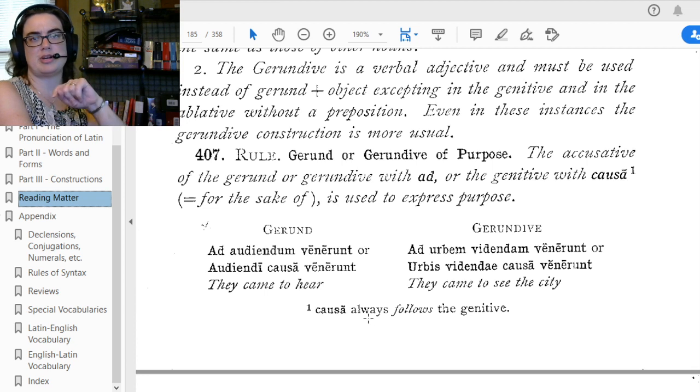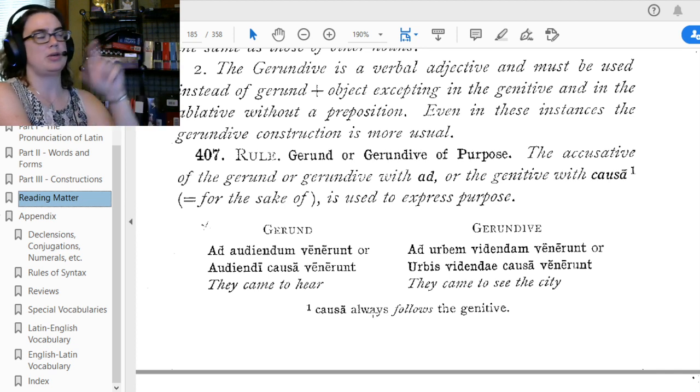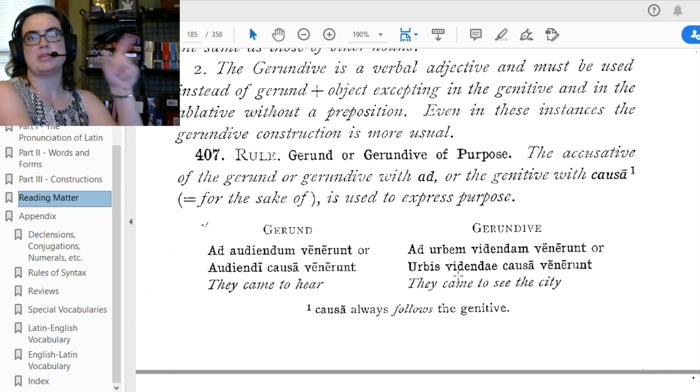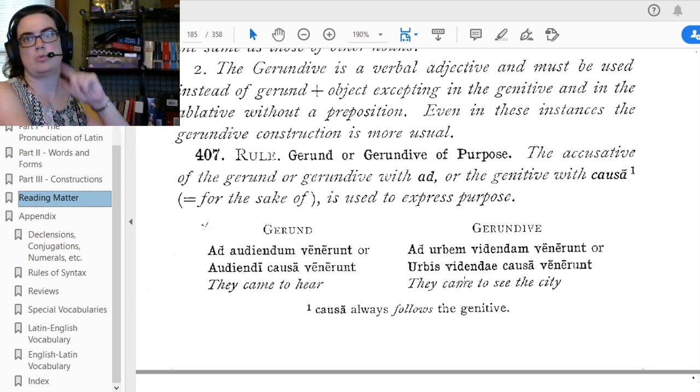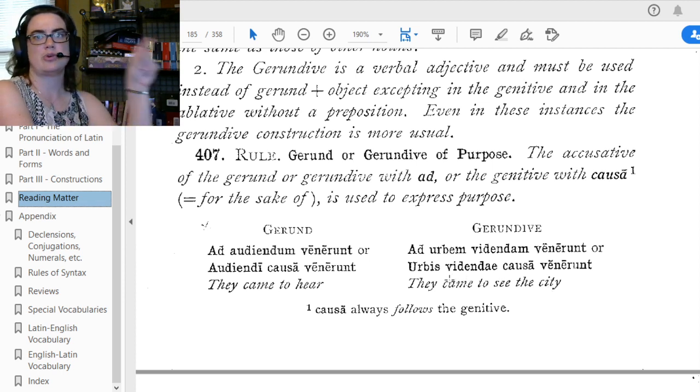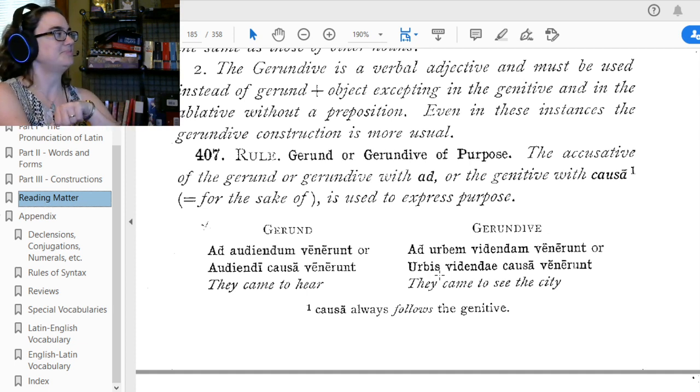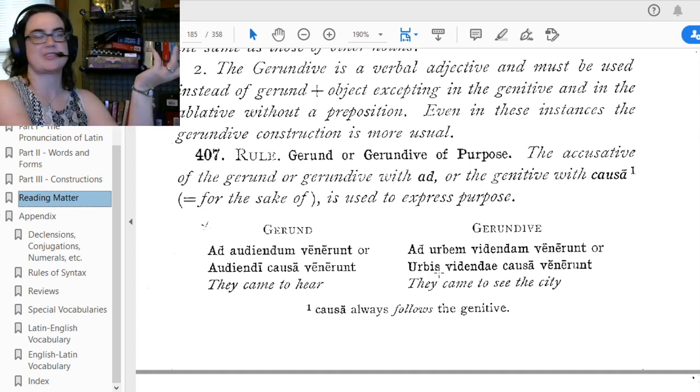The little footnote is important there. Causa always follows the genitive. So it's not going to be causa audiendi, it will be audiendi causa. You see it again here. Urbis videndi causa, not causa urbis videndi. They came for the sake of seeing the city. Or they came for the sake of city seeing. That just makes total sense, right?